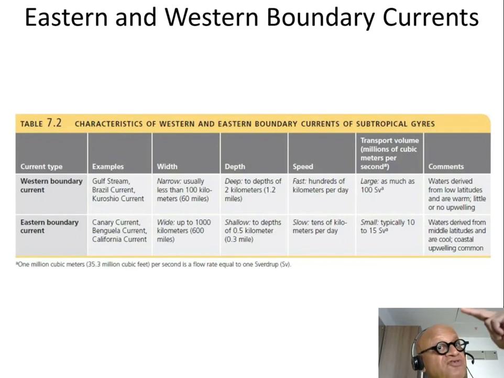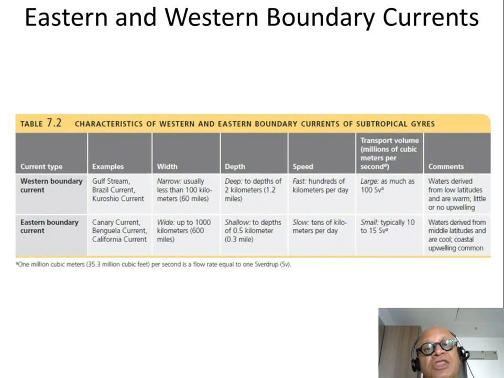This is not the interior subtropical gyre transport, okay? This is a separate boundary current. So the western boundary current is carrying north whatever the subtropical gyre is carrying, plus whatever the coastal currents are carrying, because the mass has to be balanced, okay? So waters are typically derived from mid-latitudes and are cool, and coastal upwelling is common along these currents, and we will see that. And it matters for the weather of the coasts that are near those currents.